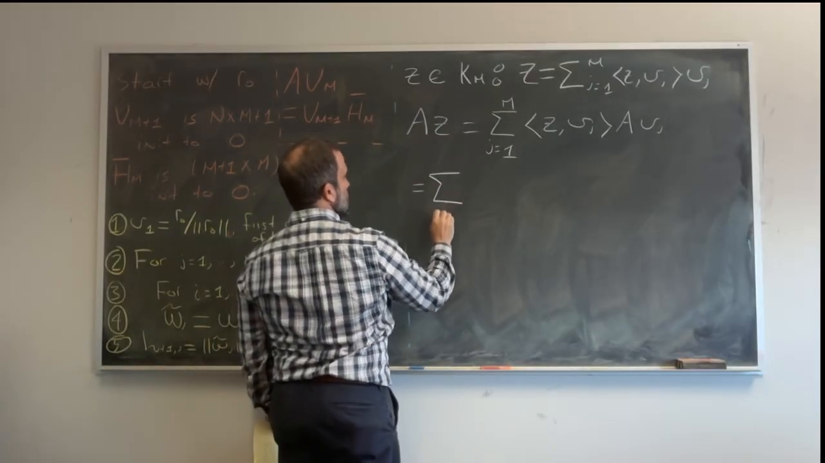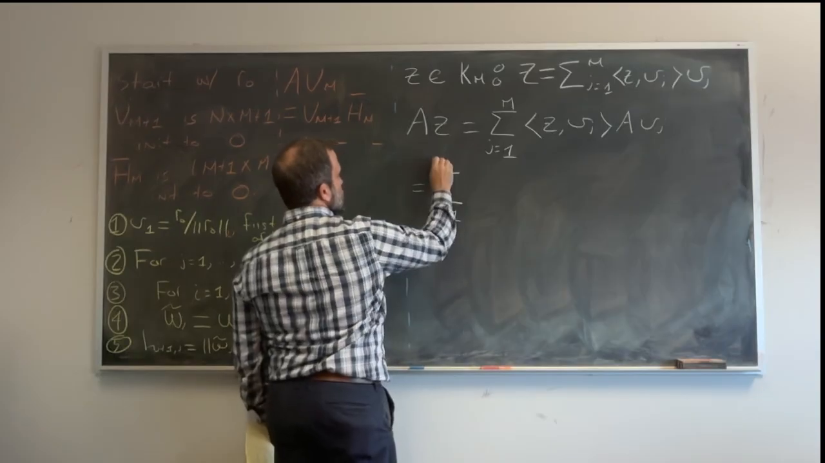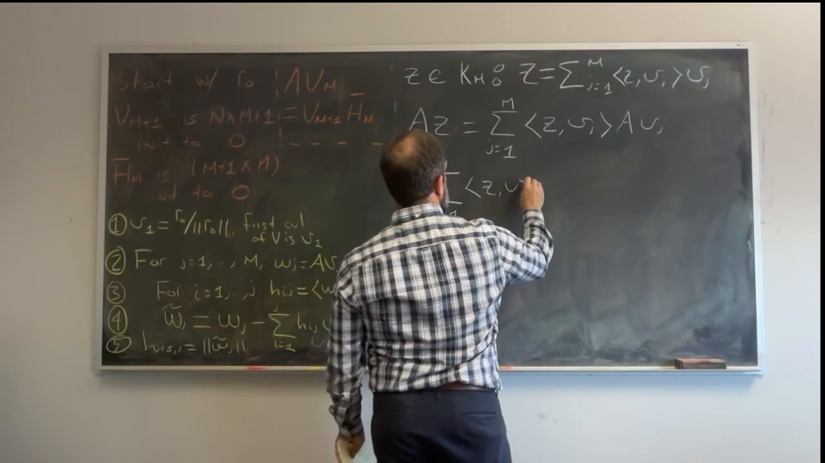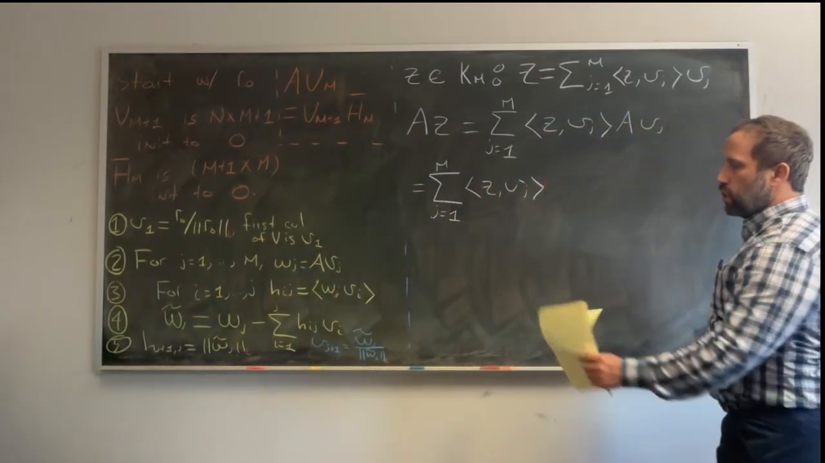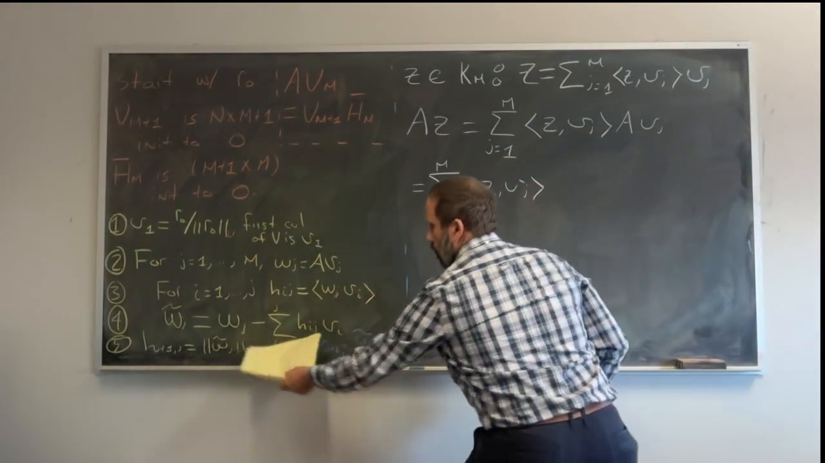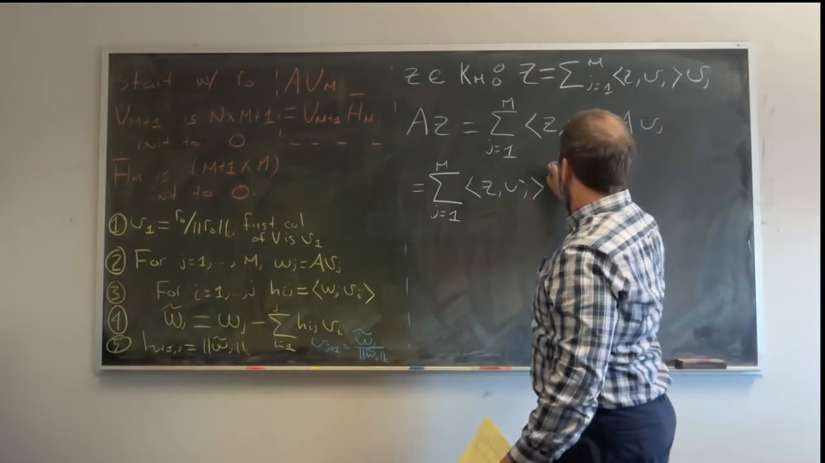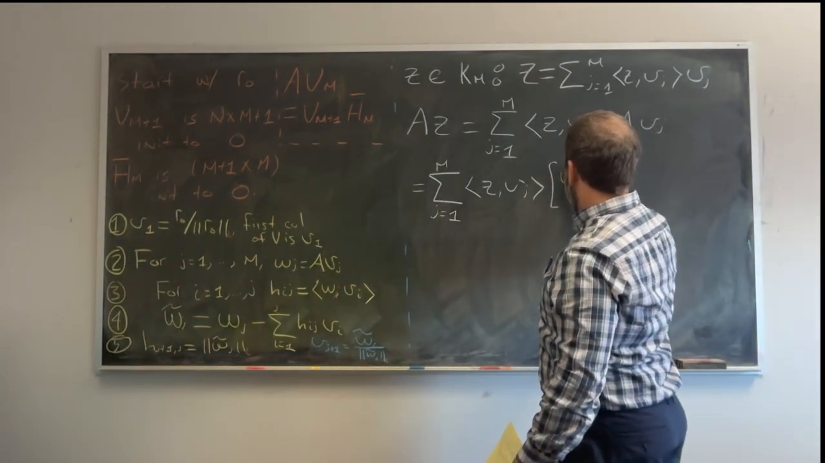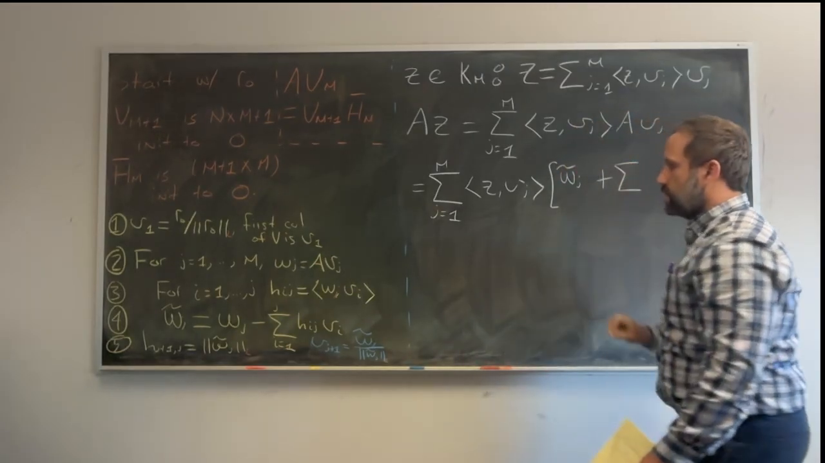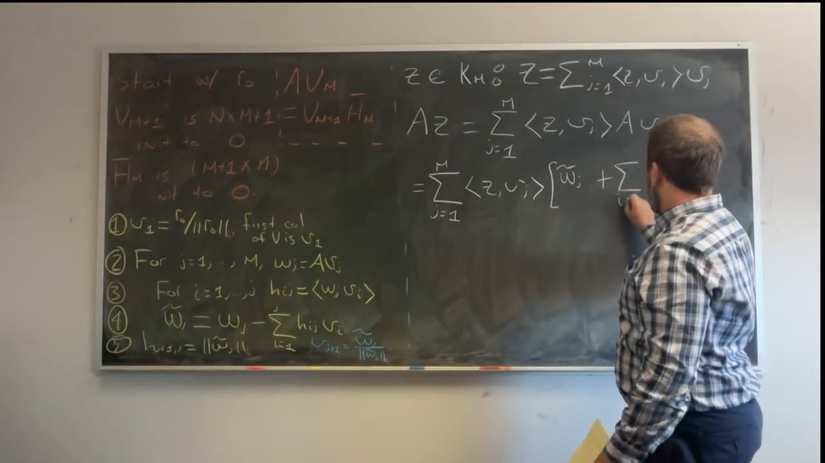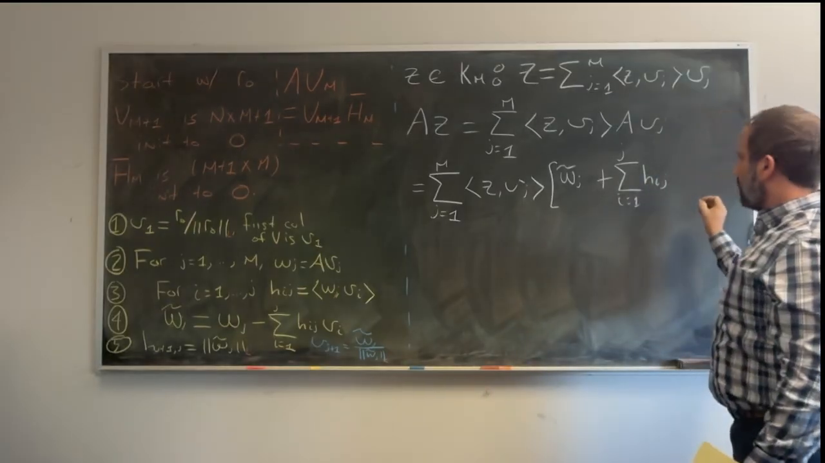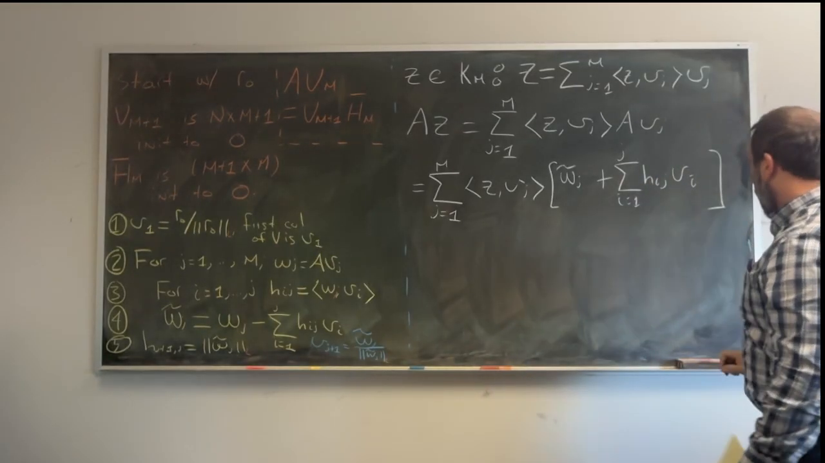Well, this is where one of the strengths of the Arnoldi method comes in. What is A times Vj? Well, look, we have a formula for it. Wj is A Vj. So if I look at this formula down here and solve it for Wj, it's going to be Wj tilde plus the sum i equals 1 to j of Hij Vi, like this.